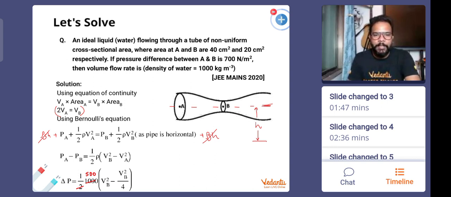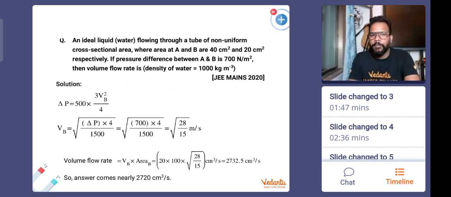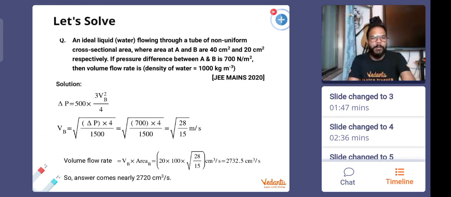So this value is given to us as 7,000. Half into density, because they have said it to be like water, so density is 1,000, into VB square minus VA square, which we can say is VB by 2, so VB square by 4. So this comes out to be 700 equal to 500 into 3 by 4 VB square. Delta P equals 500 into 3 by 4 VB square. From here VB square is unknown, so we can find that out as 700 into 4 by 1500, which comes out to be under root of 28 by 15. So very calculated question this was.